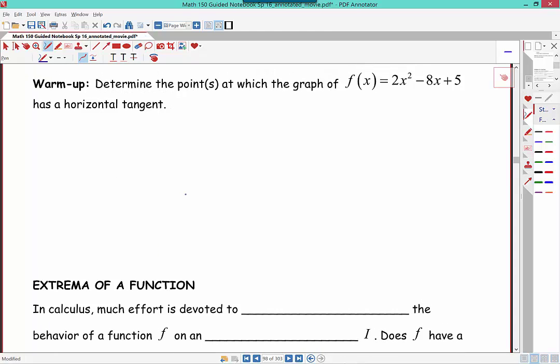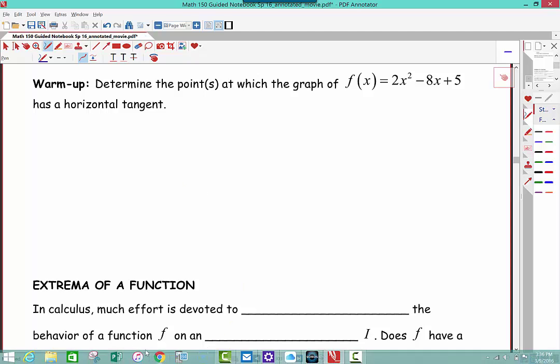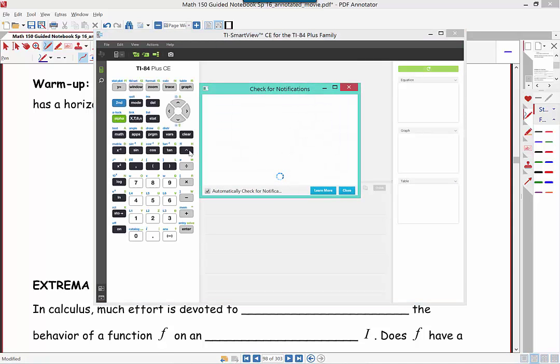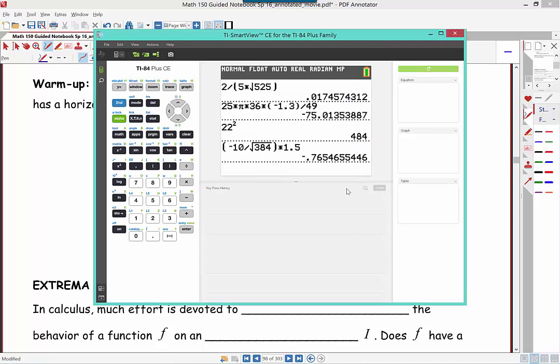Now, depending on how you're looking at this function, you may recognize that it is a quadratic function, and a quadratic function is going to have a vertex, which will represent the minimum or maximum of the function. So what happens is, if the parabola opens upward, you'll have a minimum value, and if it opens downward, you'll have a maximum value.